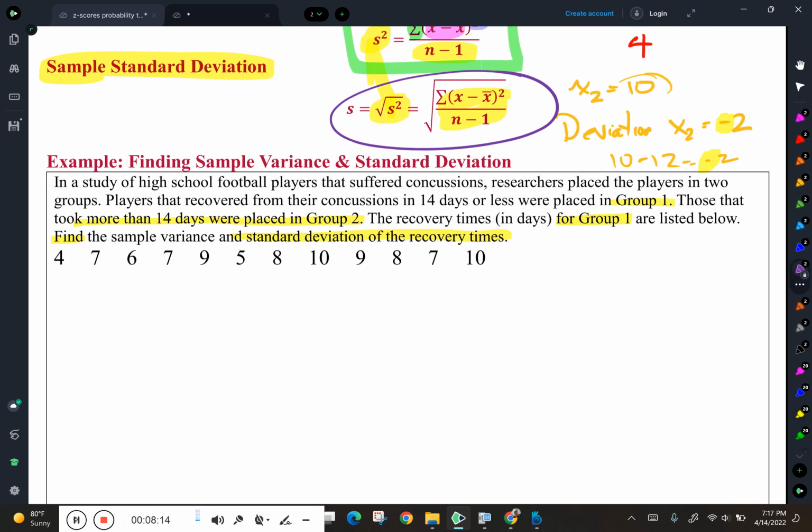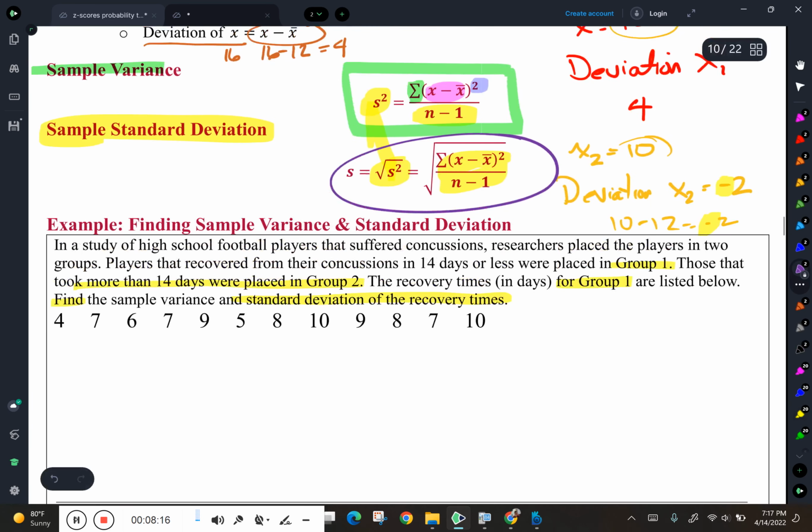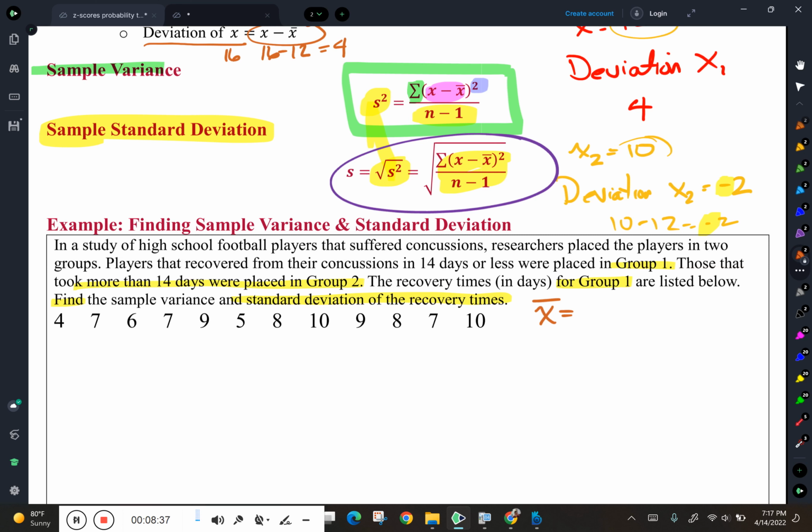Now, something that isn't stated but is hidden in that data set is the mean of the data set. So before I can do anything else, I need to get the mean. The mean of this data set is going to be the sum of all the data points divided by how many there are. There are 1, 2, 3, 4, 5, 6, 7, 8, 9, 10, 11, 12 data points here. So it's going to be something divided by 12.